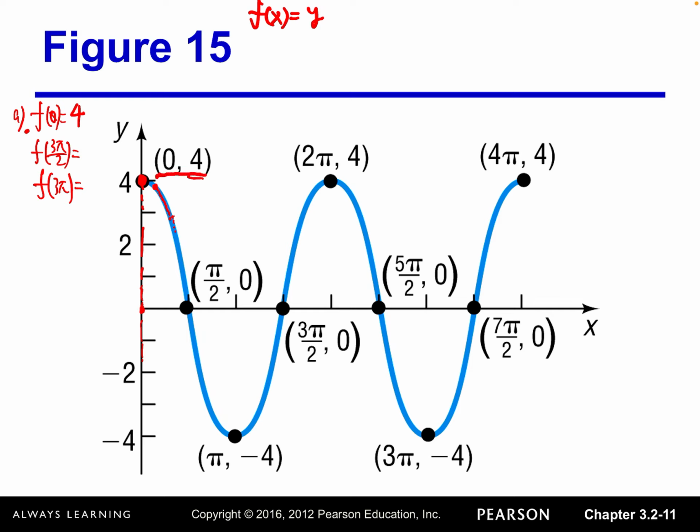Sometimes the coordinates are not given like this, (0, 4). But as long as you identify this point, you can easily read the coordinates from the graph, which is (0, 4).